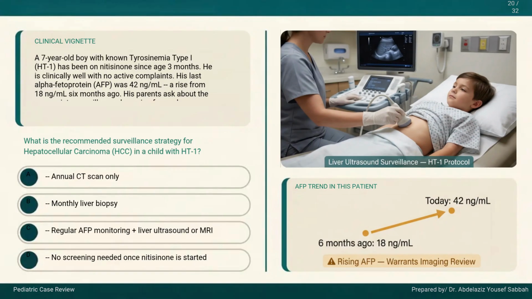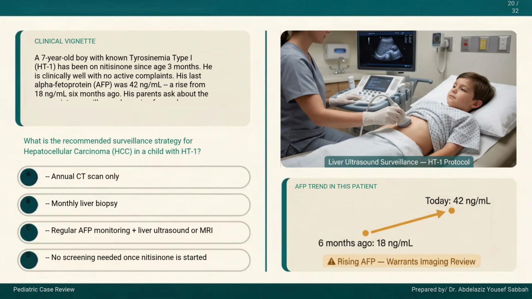Case Challenge 10. A 7-year-old boy with known Tyrosinemia type 1 has been on Nitisinone since age 3 months. He is clinically well with no active complaints. His last alpha-fetoprotein was 42 nanograms per milliliter, a rise from 18 nanograms per milliliter 6 months ago. His parents ask about the appropriate surveillance plan going forward. What is the recommended surveillance strategy for hepatocellular carcinoma in a child with Tyrosinemia type 1?